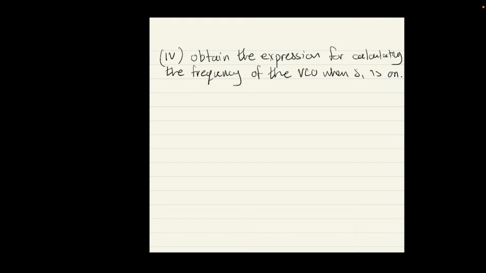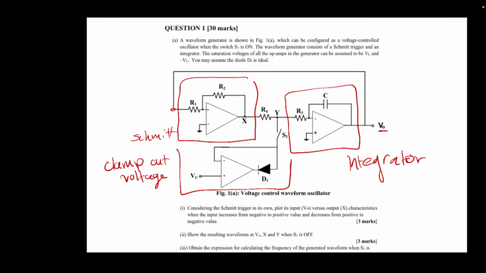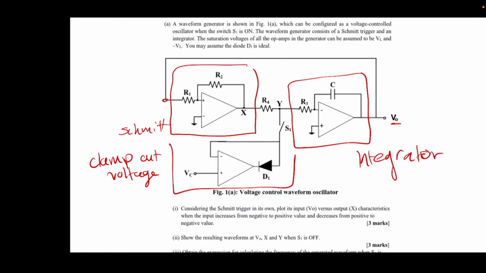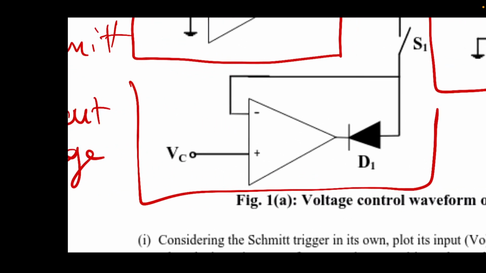So the question is, we want to obtain an expression for the frequency of the VCO when S1 is on. What is the VCO? Well, this entire circuit is actually something called a voltage-controlled oscillator. We have this control voltage, which is VC, and depending on this voltage, the waveform will change. To analyze this, let's figure out how this component works, the voltage clamper.